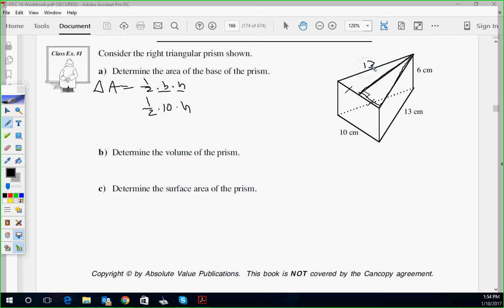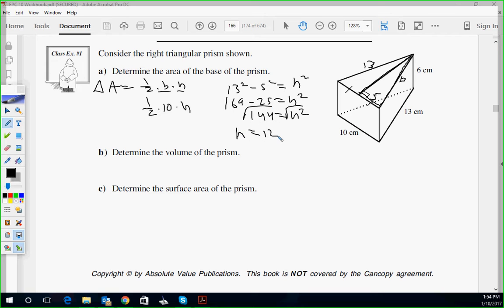So what we know is this is 5, this is 13. Pythagorean theorem, that's grade 8. We should be fine with that. 13 squared minus 5 squared equals my height squared. 13 squared the hypotenuse minus the leg equals the other leg, which is the height. 169 minus 25, 144, square root, height is 12.